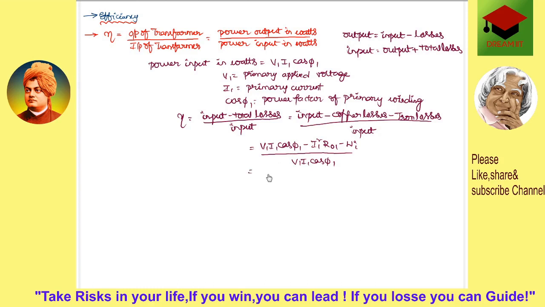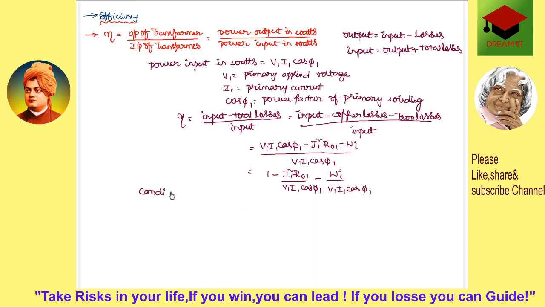Let us divide the individual terms. If you divide the first term by the denominator, you get 1 minus I1 square R01 divided by V1 I1 cos phi 1, minus Wi divided by V1 I1 cos phi 1. So this is the efficiency equation. And if you want to write the condition for maximum efficiency, that is also very important.